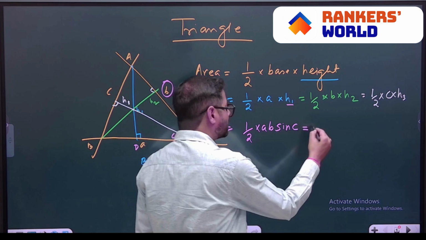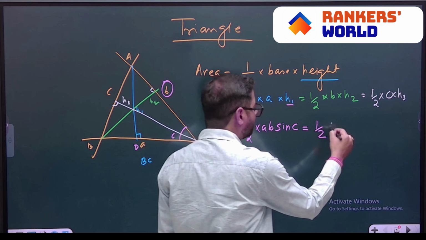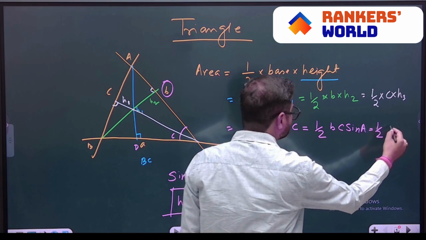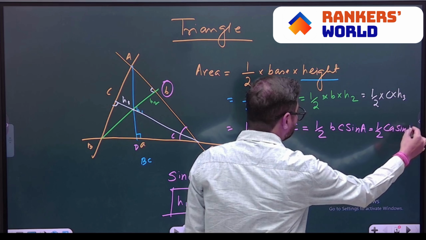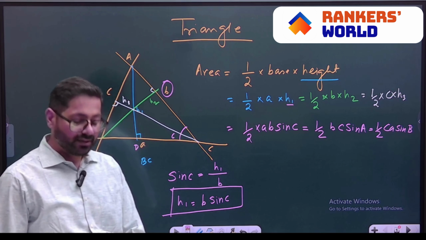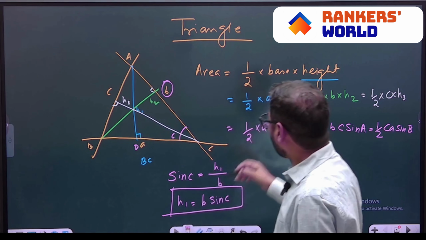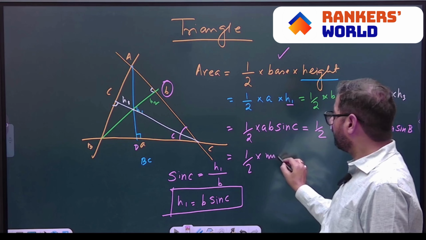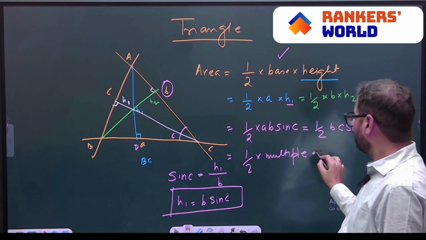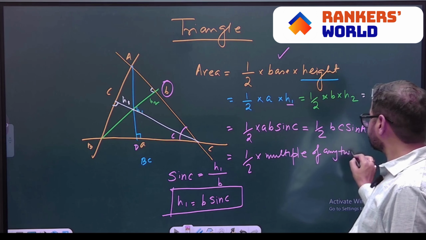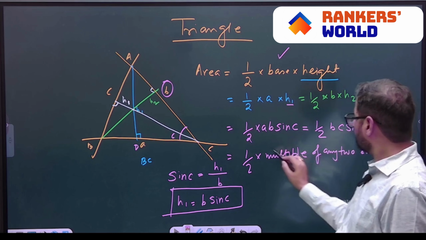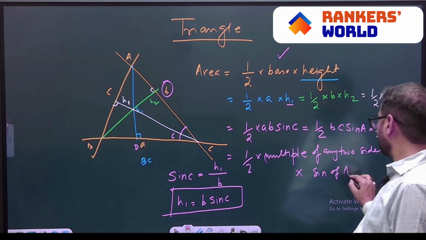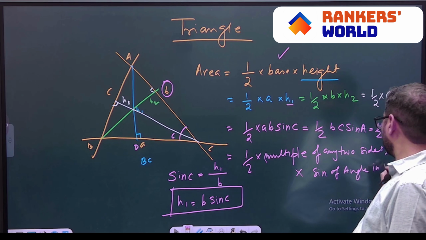So if I go next, it will go half BC sine A. And if I write this, half CA sine B. I can say the area of a triangle is 1 half base into height, or I can say it is half of the multiple of two sides into sine of the angle in between them.